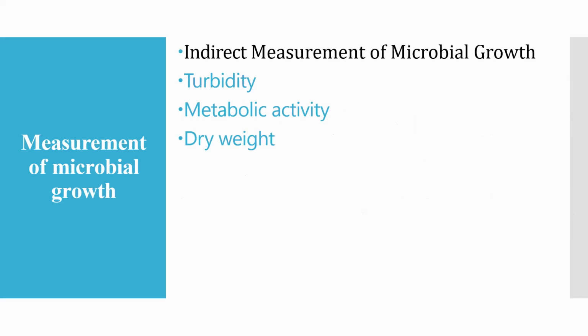Now we are looking at the indirect methods for microbial growth. There are three major ones: turbidity, metabolic activity, and dry weight. One of the most important being used is turbidity, and this Thursday we are going to perform it. On Wednesday, in my lectures, we are going to prepare at least nutrient broths.